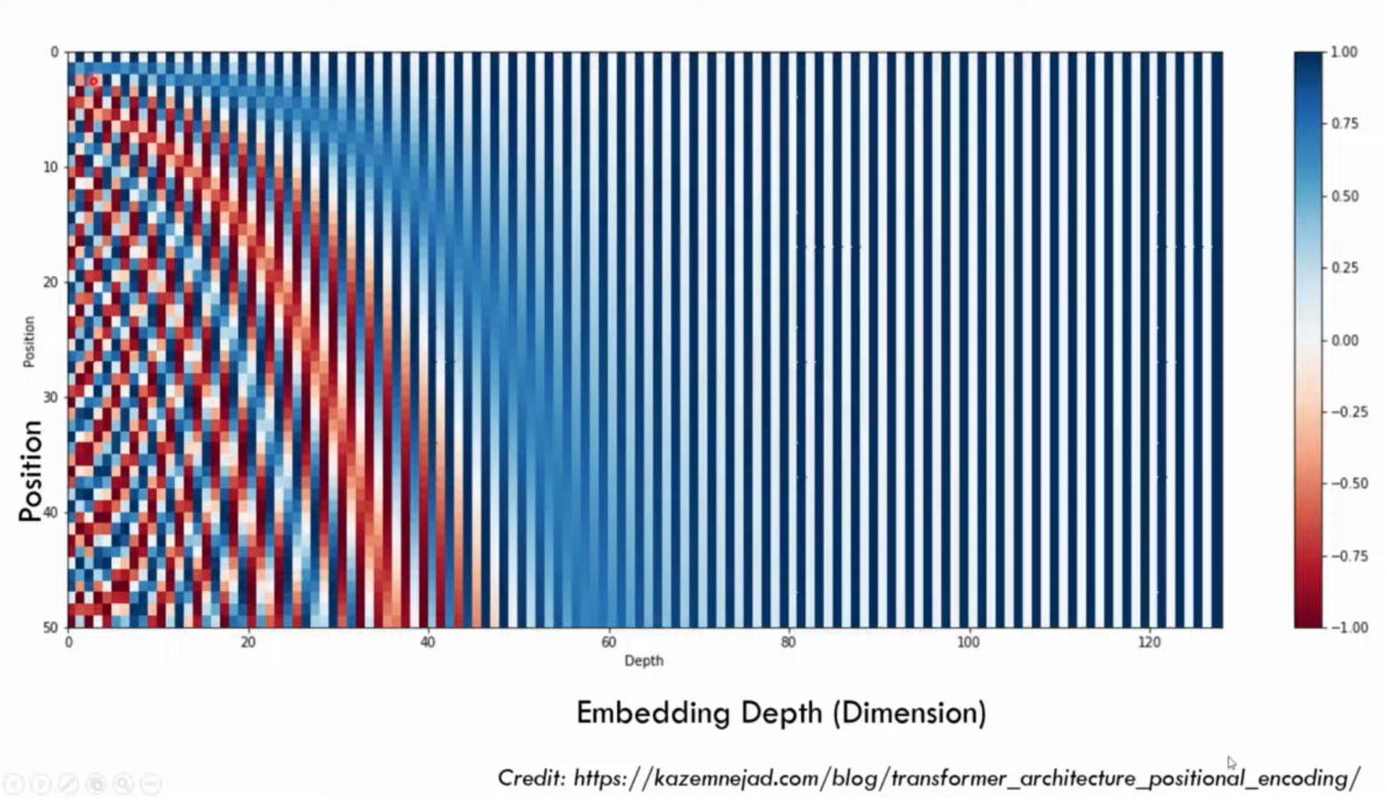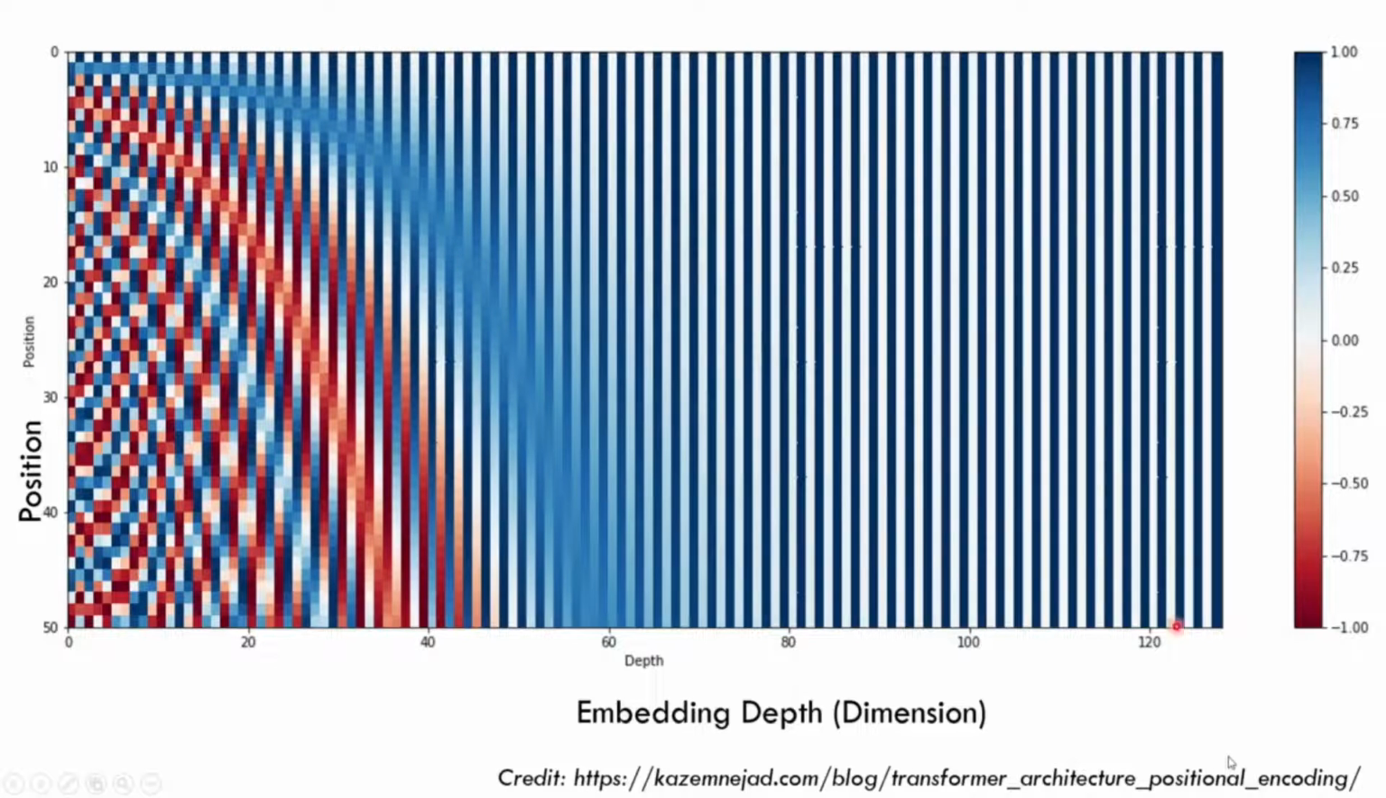The point here is that if you go horizontally, this entire row represents one embedding vector. This entire row represents the embedding vector for the ith position. The starting vector is for the 0th position, and this last vector is the 128-dimensional embedding vector for the 50th position. If I compare any two vectors, we see there is some difference, at least in some embedding dimension.